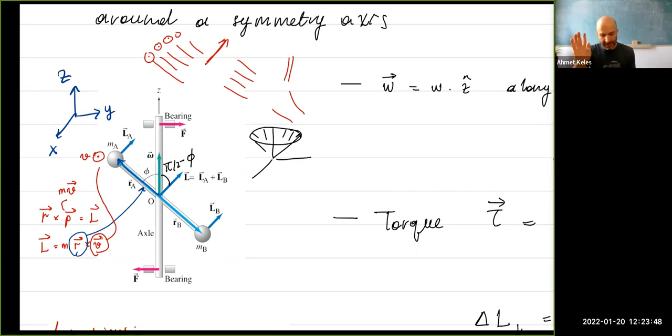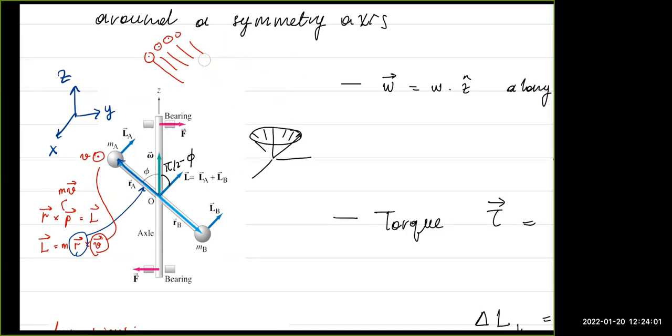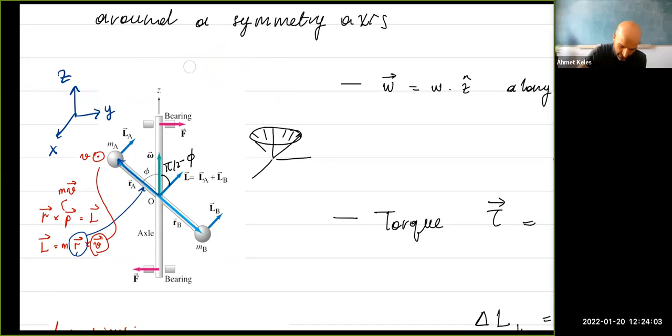So torque direction is another thing. For torque, we need to take into account not angular momentum, but the change in angular momentum, right? So that's the difficulty with this problem. First, we determine total angular momentum this way. And the same thing with this guy: there's angular momentum here, angular momentum here, and total angular momentum is here.